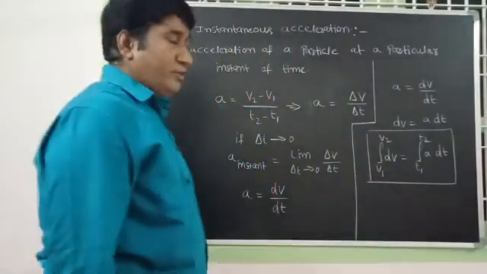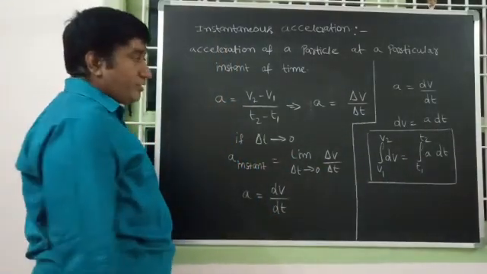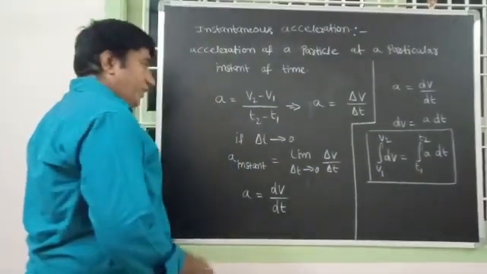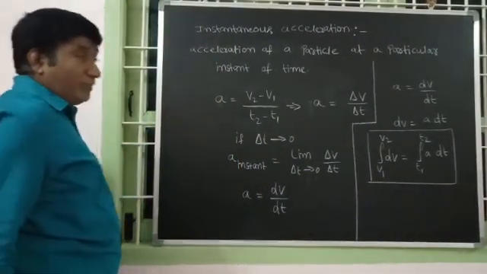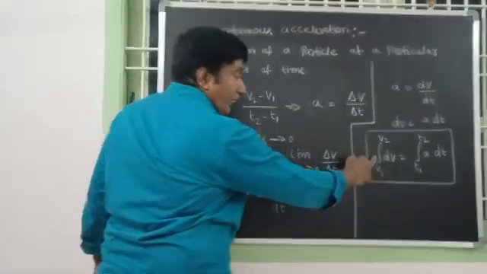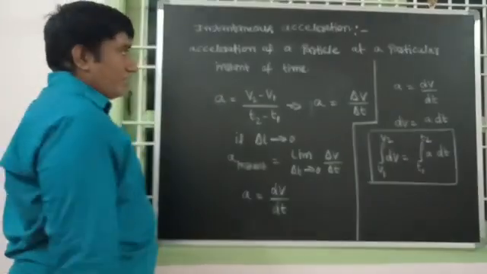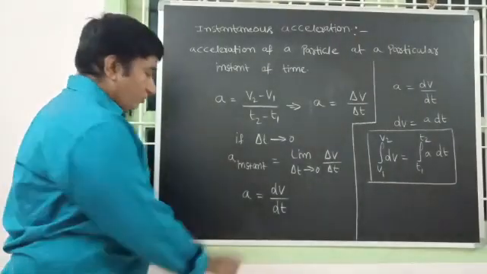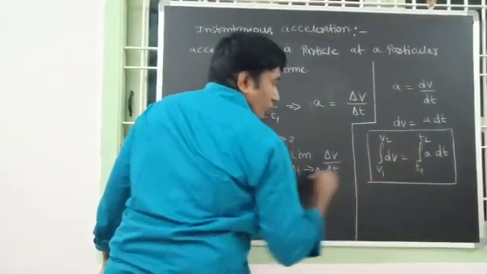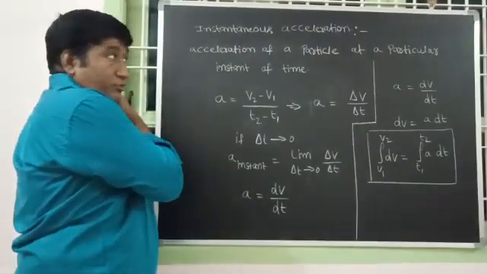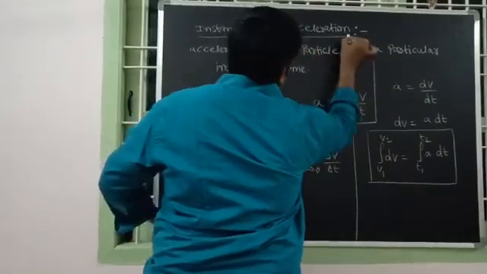So these equations, which we are going to use in solving the numericals, are in integration form. This uses the basics of integration which we have studied in mathematics. Based on this we can find instantaneous acceleration. So a is equal to dv by dt. By using this equation we can find the change in velocity. This is regarding instantaneous acceleration.